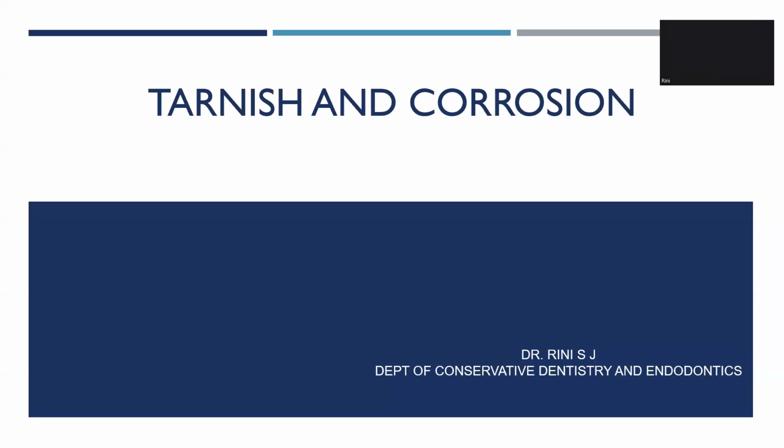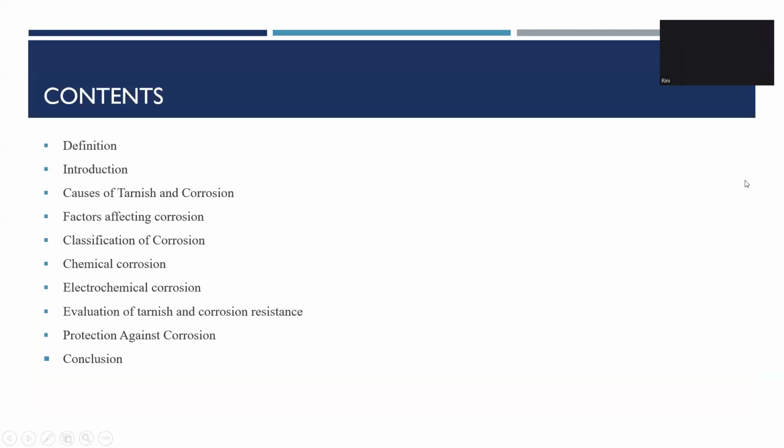Good morning, all. The topic for today's discussion is tarnish and corrosion. The contents include definition, introduction, causes of tarnish and corrosion, factors affecting corrosion, classification of corrosion, chemical corrosion, electrochemical corrosion, evaluation of tarnish and corrosion resistance, protection against corrosion, and conclusion.